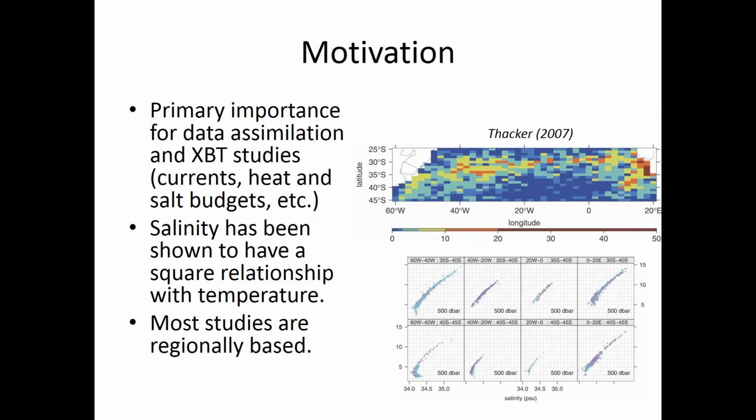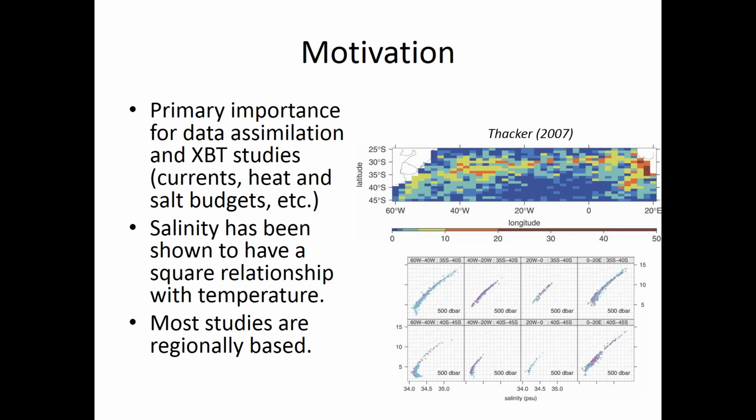But generally, this one is from Tucker 2007. This is the one we use the most here, for example, at AOML to estimate ocean currents and heat transport and everything, MOC. It is generally regionally based. So this one was from 25 south to 45 south.